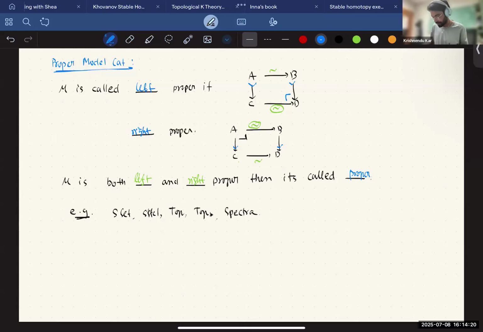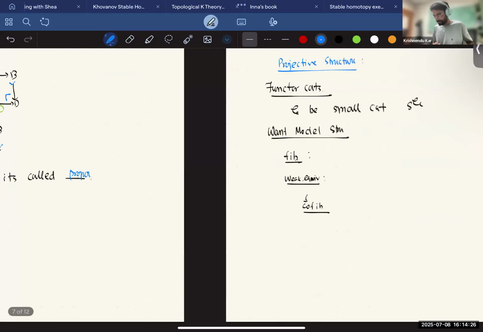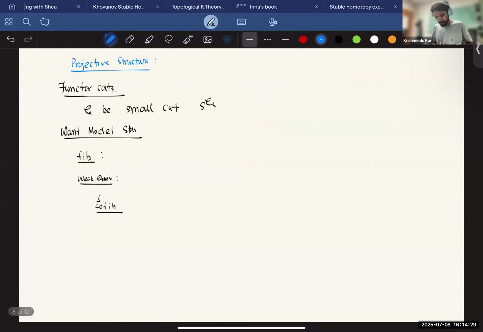We do need to assume that. Thank you. All right, that's your proper model category. Yeah.